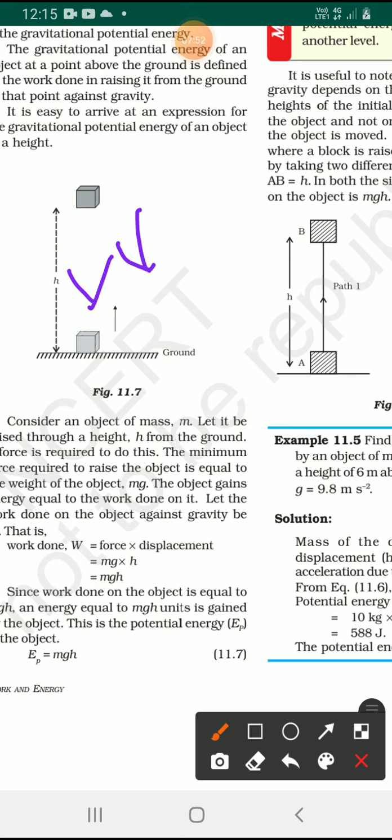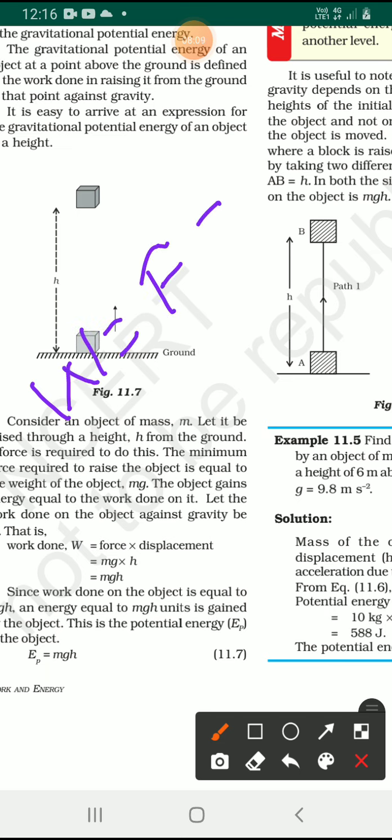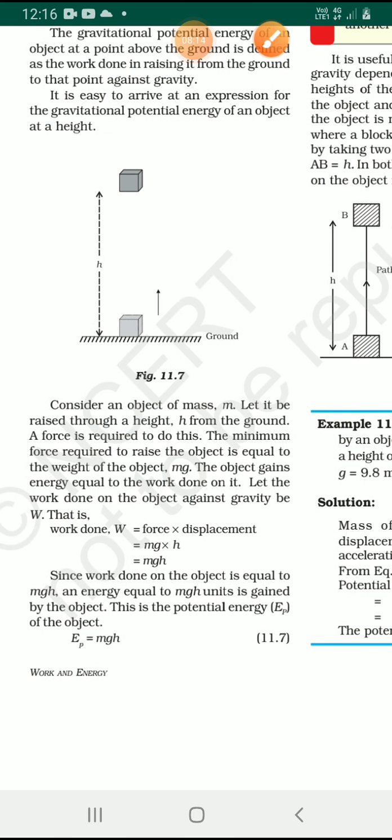So when we lift some object, work is done according to science. What is the work done formula? We know that W is equal to Fs. F is force and S is distance, isn't it? So here, W is equal to force into displacement.